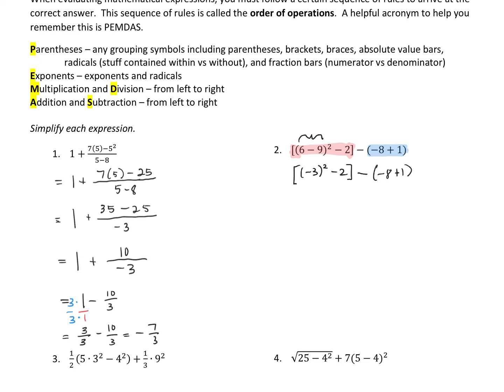Now, if you wanted to go ahead and do the blue grouping, the negative 8 plus 1, you could do that because it's a separate group. And so you're going to be reducing or simplifying within each group. So that's fine to do.